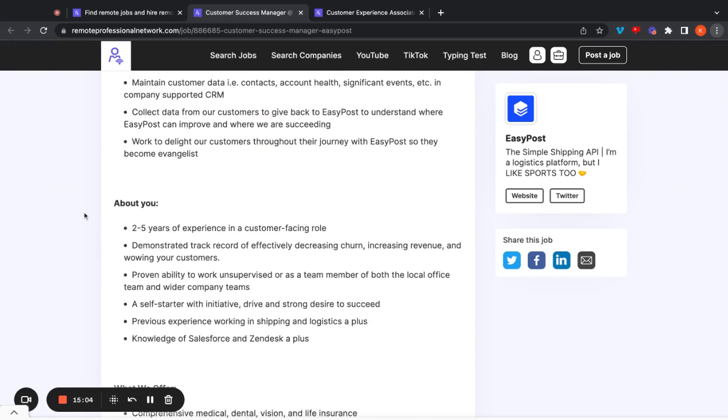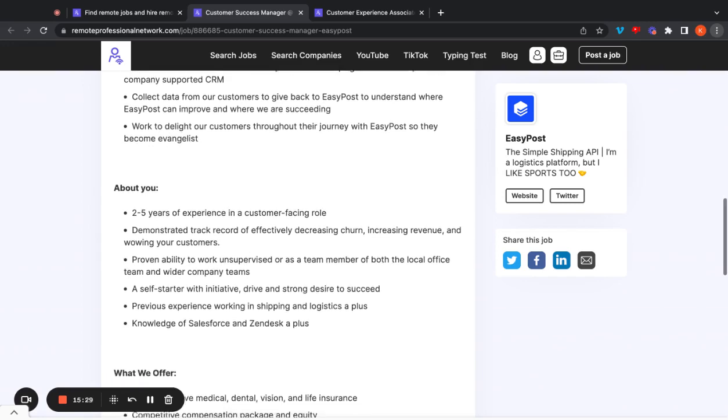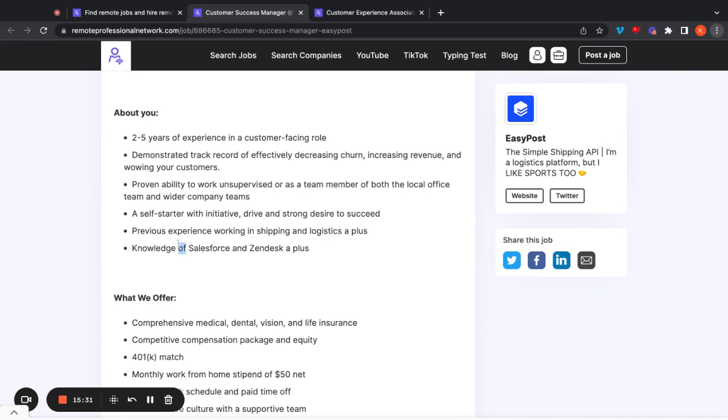About you, they'd like you to have 2 to 5 years of experience in a customer-facing role, demonstrate a track record of effectively decreasing churn, increasing revenue, and wowing the customers. They'd like you to have the proven ability to work unsupervised or as a team member of both the local office team and wider company teams. They'd like you to be a self-starter with initiative, drive, and strong desire to succeed. Previous experience working in shipping and logistics is going to be a plus. And if you have experience with Salesforce and Zendesk, that's going to be great as well.